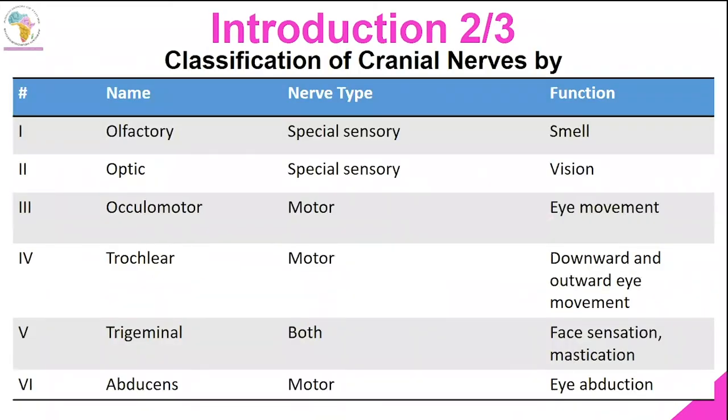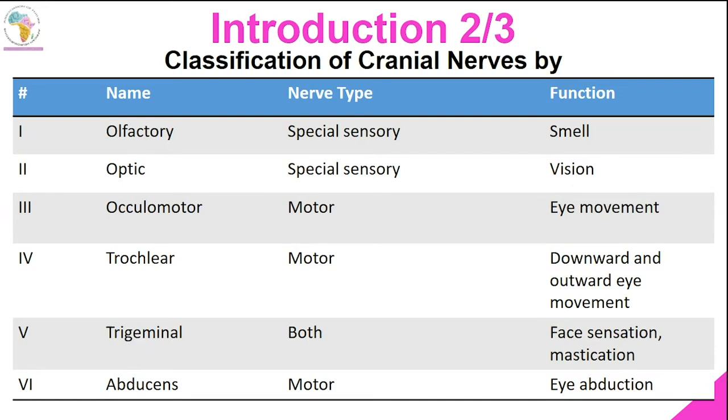So cranial nerves are classified based on different attributes, and one of these attributes is the functional basis. The functional aspect of the cranial nerves constitutes the basis for classification of these cranial nerves. So, like I said initially, the cranial nerves are 12 in number, and they are paired.